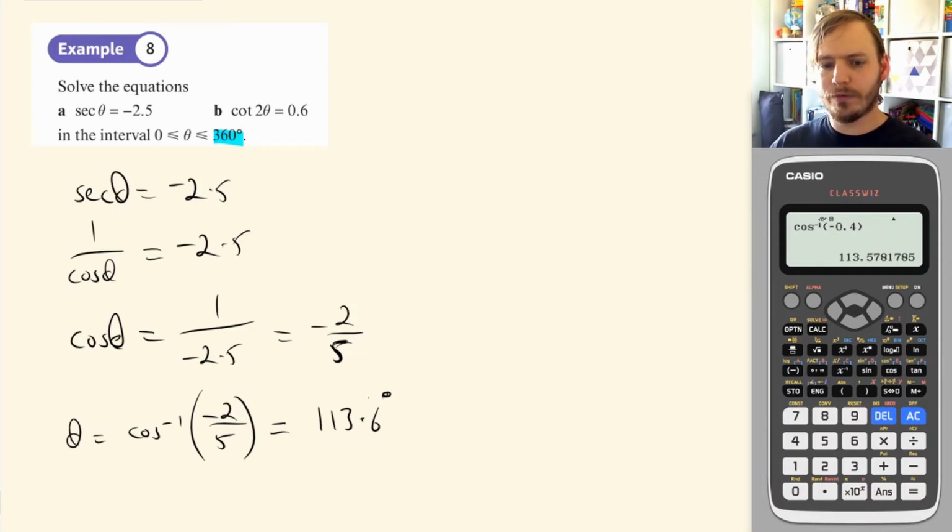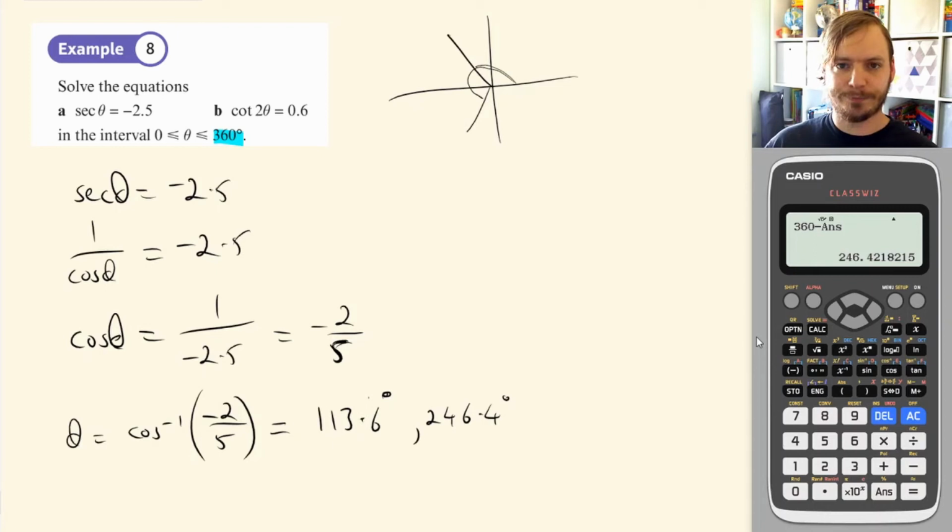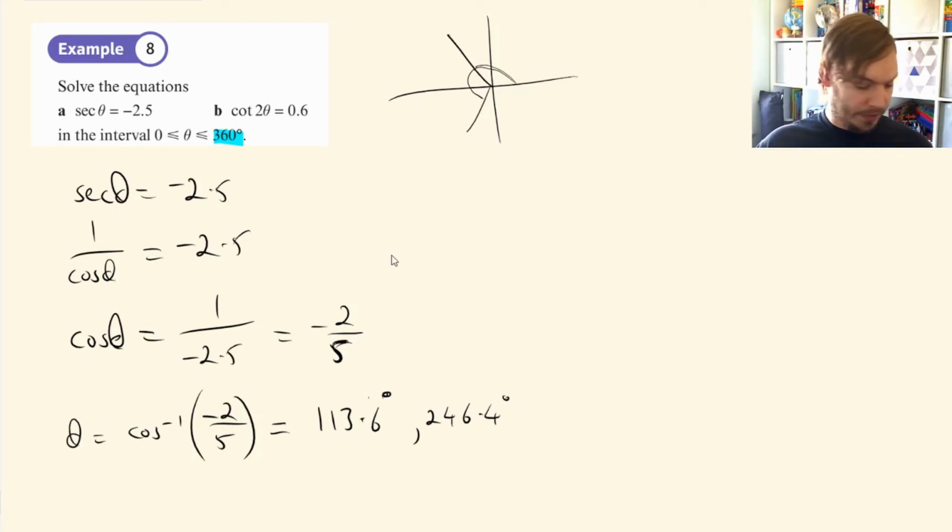Is that all of it though? No, it's not, because we have repeated solutions. So if I go to my CAST diagram, 113.6 degrees is somewhere over here. And that means I've got a second answer, which is down here. It's 360 minus 113.6 degrees. So I need to just do 360 minus that and get 246.4 degrees as my second answer. So that's sec theta equals negative 2.5.